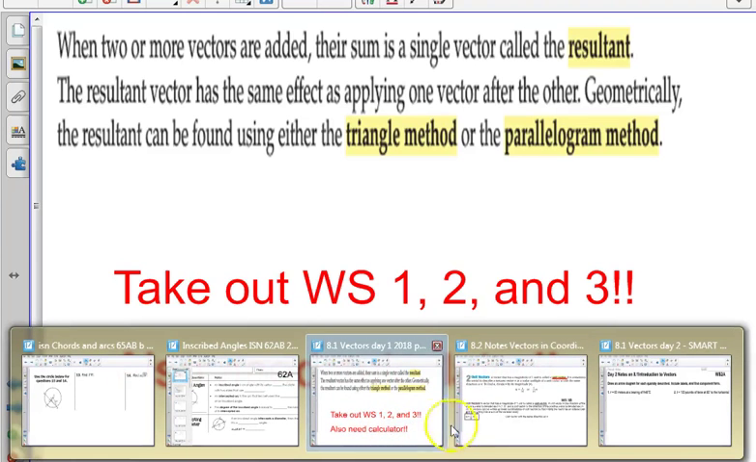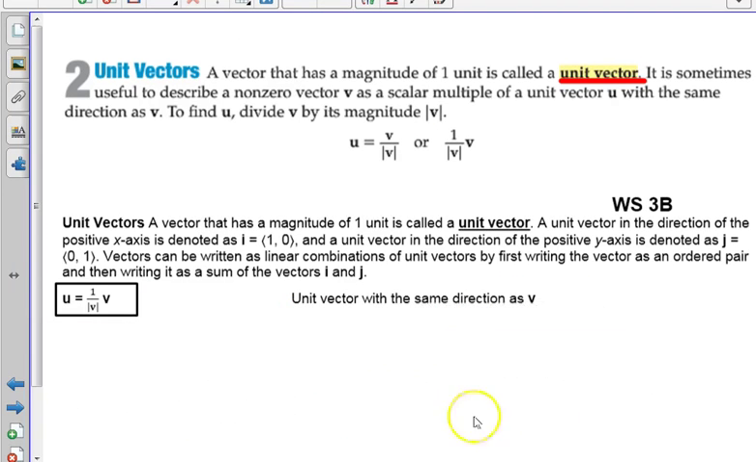All right, so I'm actually going to start with worksheet 3B. I'm going to come back to adding vectors. I don't know if this is a good plan or not, but I'm trying it.